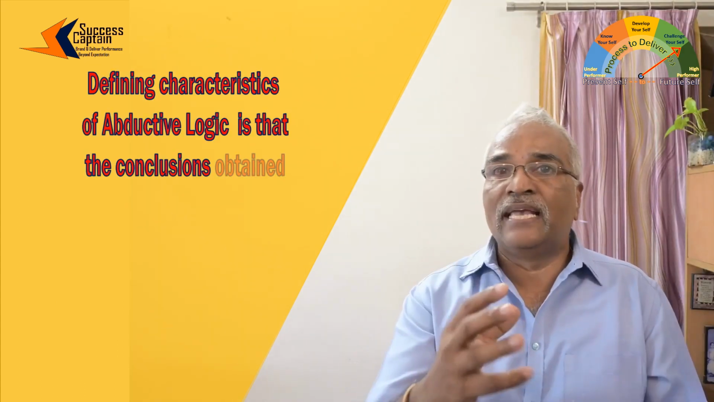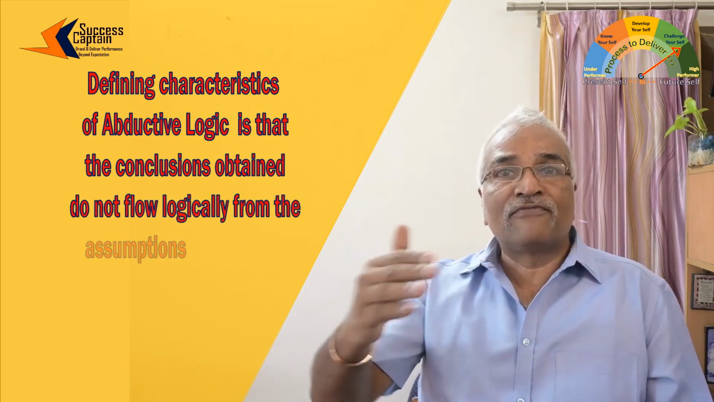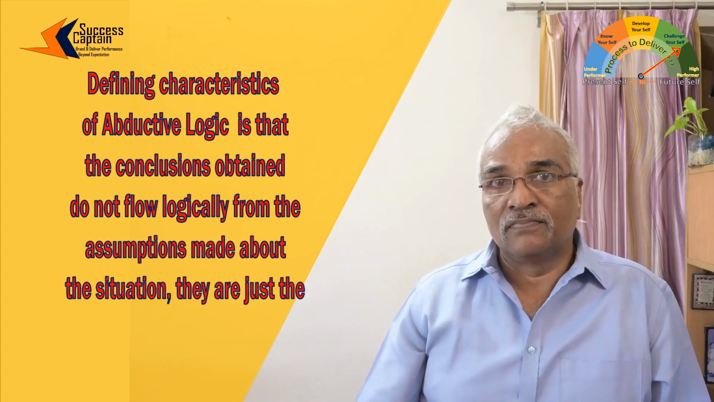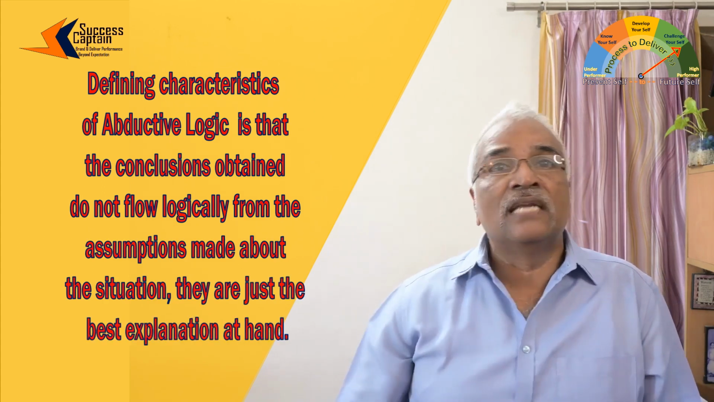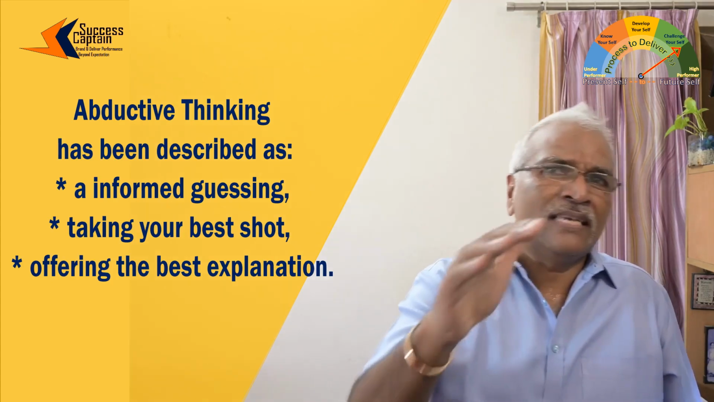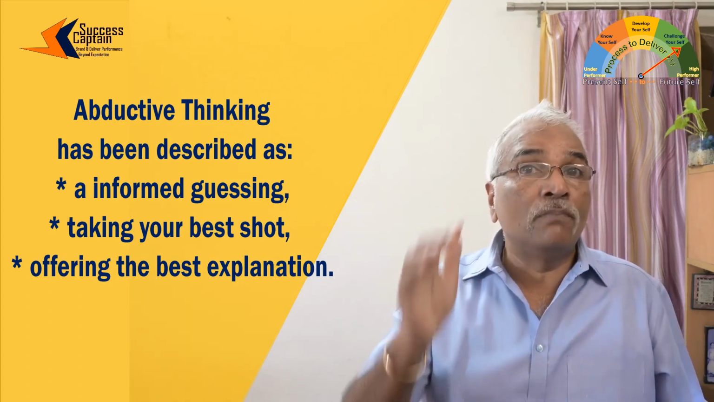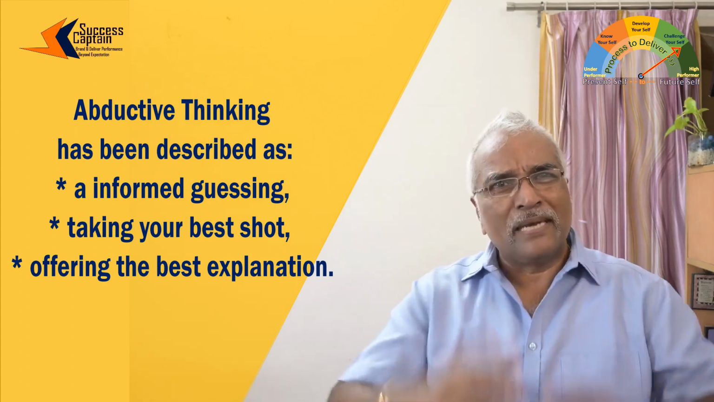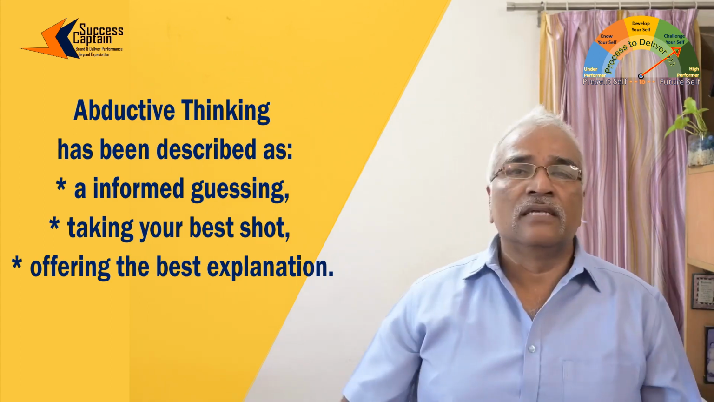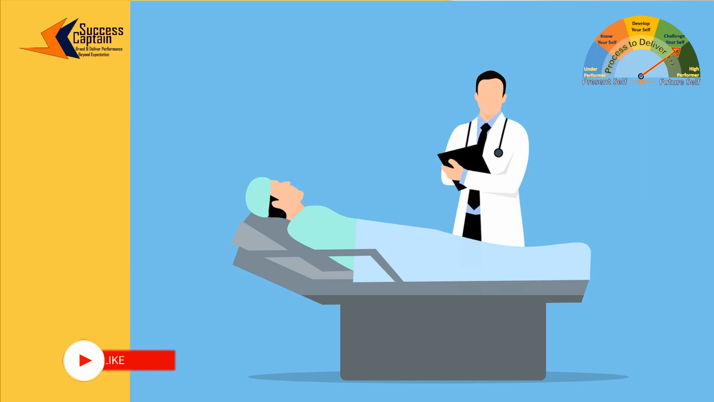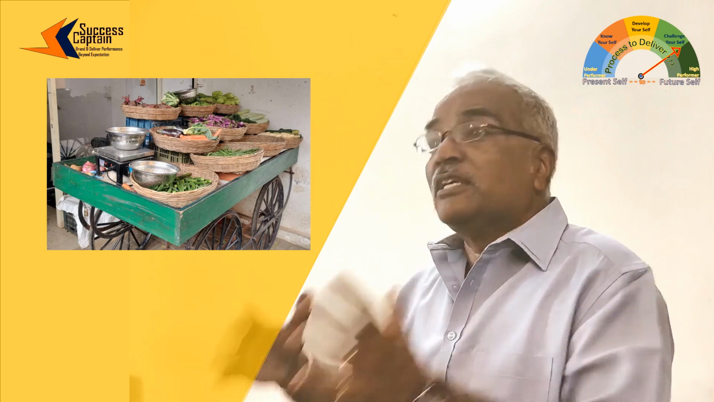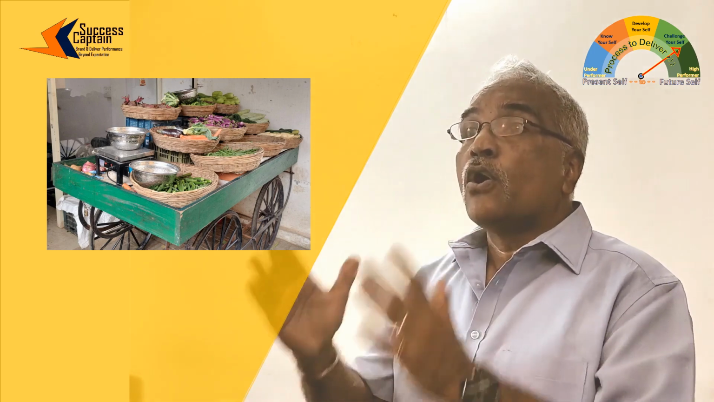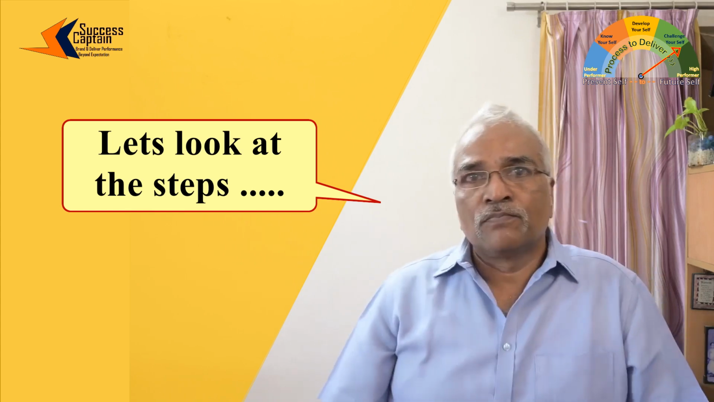Thus, the defining characteristic of abductive logic is that the conclusion obtained does not flow logically from the assumptions made about the situation. They are just the best explanation at hand. Hence, abductive thinking has been described as informed guessing, or taking your best shot, or offering the best explanation. It's akin to a doctor making a diagnosis on an unconscious patient. Dave too intuitively used abductive reasoning and followed the steps, even though he was not trained to think along these lines. Let's look at the steps.